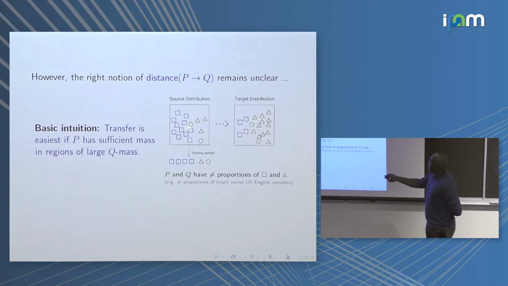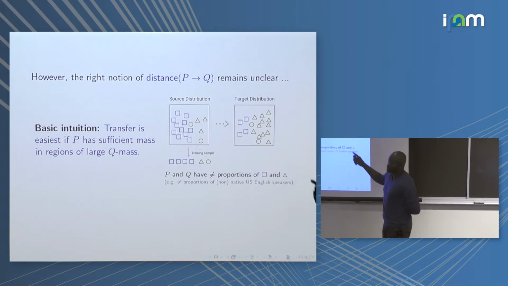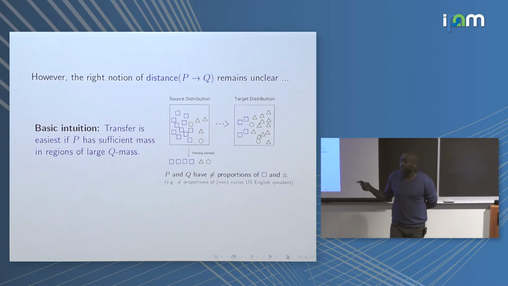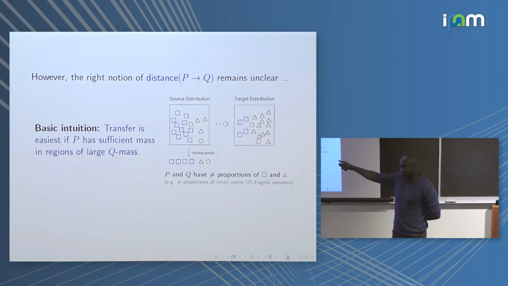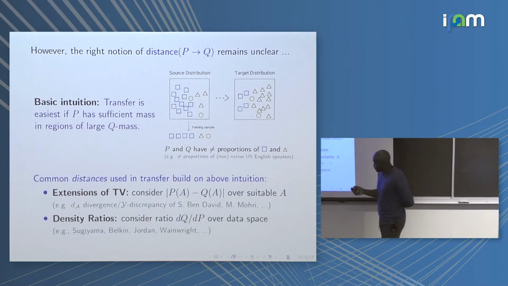And then we have this distribution, and we sample data from it, and we want to transfer to this other distribution. So how hard transfer would be will have to do with how much the source covers these areas on the P. I hope that intuition is somewhat clear. And so a lot of the notions of distance between distributions that have been tried try to encode that basic intuition. So here are some examples of notions.